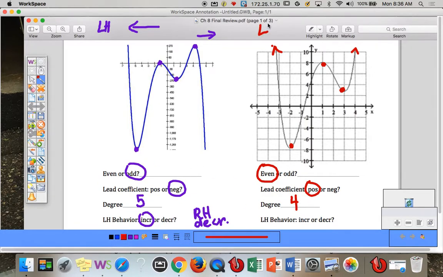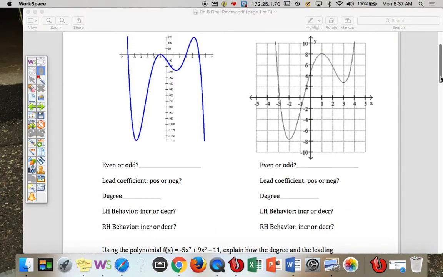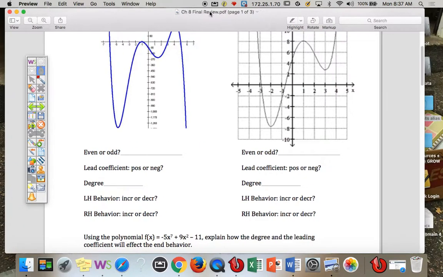The left-hand behavior, as you go to the left, what's happening to the graph? Your graph is increasing. The right-hand behavior, as you go to the right, what's happening? It's also increasing. So I'll put right hand is also increasing. My Mobi is dying here. Increasing. So we looked at these characteristics of a graph of a higher degree polynomial.